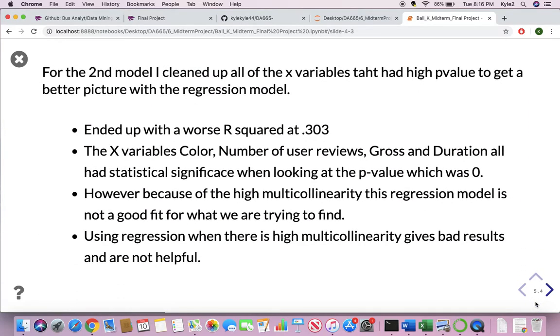So what does this tell me? It tells me that for this data set, this is just not a good way for predictive modeling, because the R-squared was even worse now, which I found interesting even when I cleaned it up. In my mind, I thought it would get better, but it got worse.